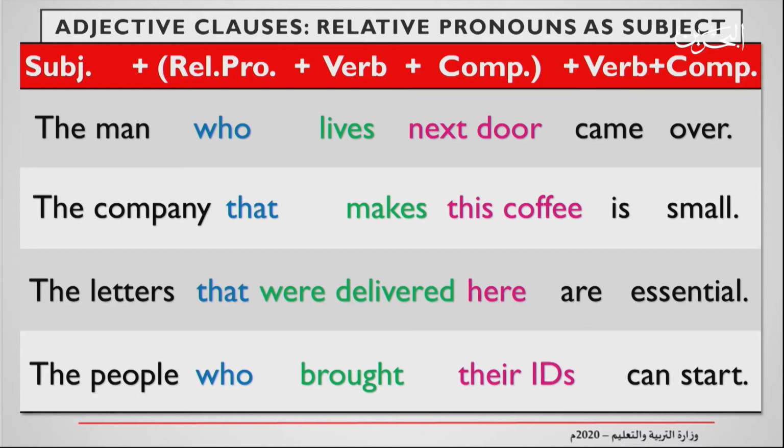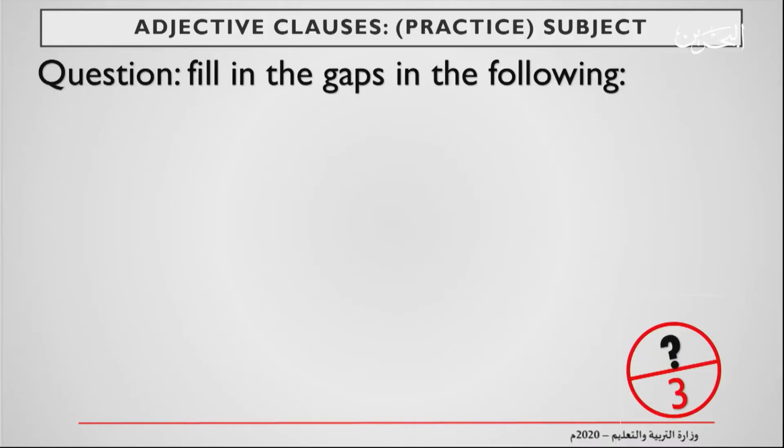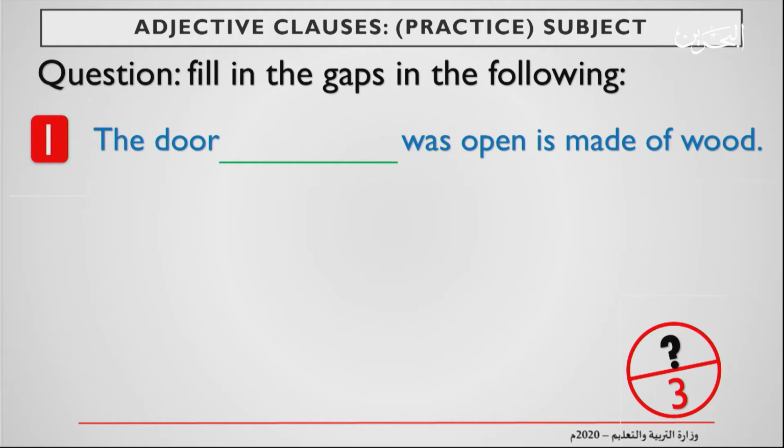All right. Let's have a task. So fill in the gaps in the following, and you have a mark of 3. Number 1. The door gap was open is made of wood. Now answer that, and you have 5 seconds. Now let's check the answer. The answer is which or that. You have the option to choose which or that. All right? Okay. So if you're correct, give yourself a mark.